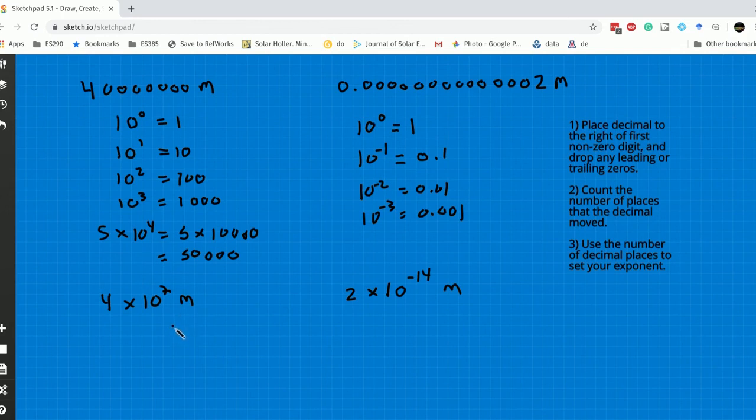So we could equivalently express the circumference of the Earth as 4e7. This means 4 times 10 to the 7th. And we could express the width of an electron as 2e negative 14, or 2 times 10 to the negative 14th. Okay, with that, I think that's a good spot to end this video.